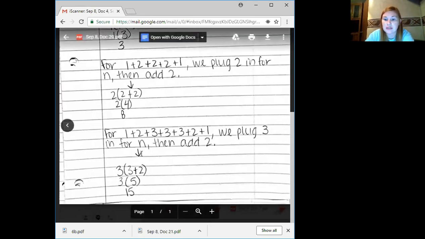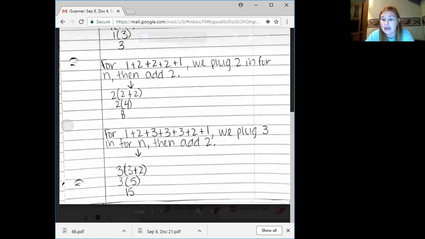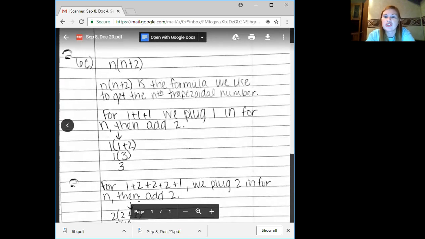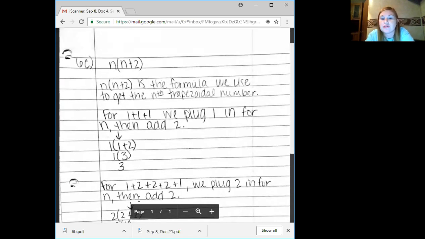And then for this last one, we're going to plug this 3 here into the n position and add 2. So it's going to be 3 plus 2 is 5, and then times it by 3. So 15 would be our answer for that one. So it gives us the same information that we got previously, just with the actual formula that we would use instead. So I hope that that helped everybody a little bit.